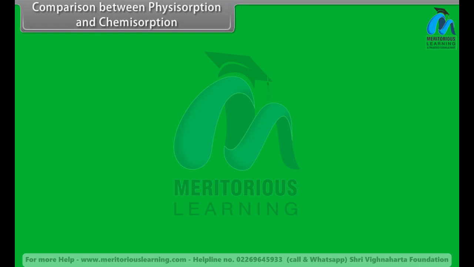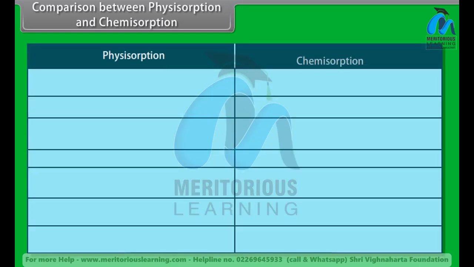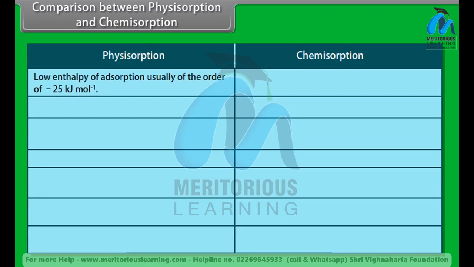The important differences between Physisorption and Chemisorption are: low enthalpy of Physisorption, usually of the order of -25 kJ per mole, whereas high enthalpy of Chemisorption, usually of the order of -200 kJ per mole.